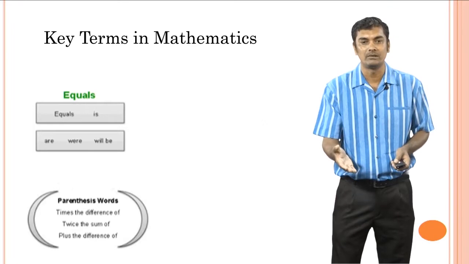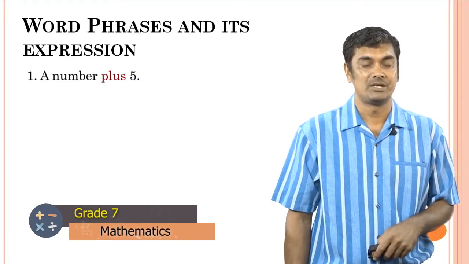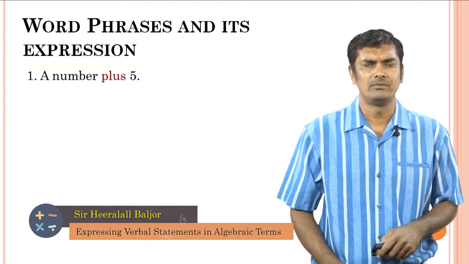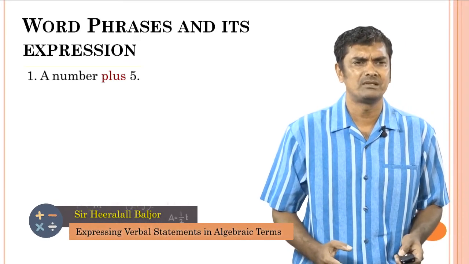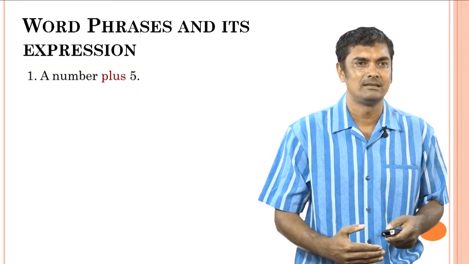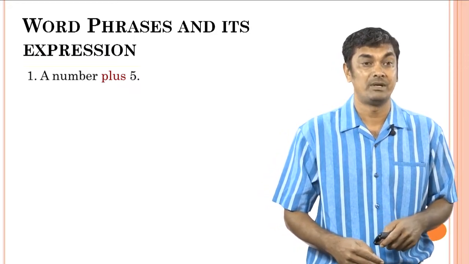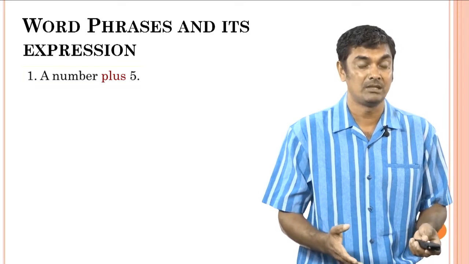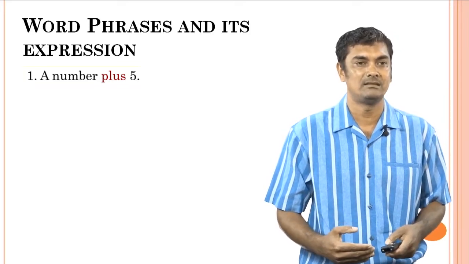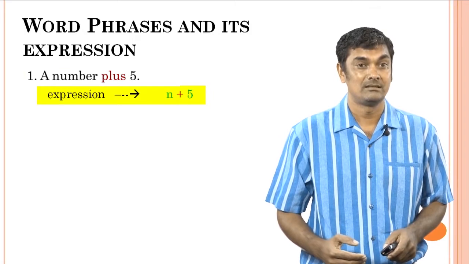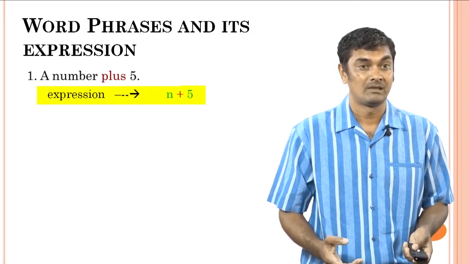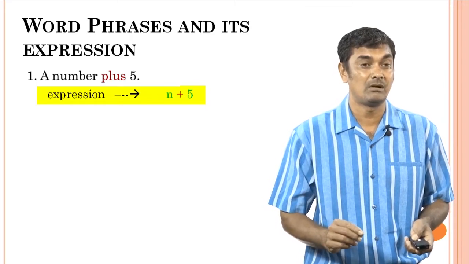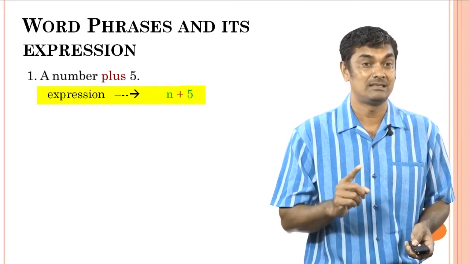Worded phrases and their expressions. Now, if we say a number plus 5, what do we mean by a number plus 5? How can we translate that into an expression form? It is already in plain English, but how do we translate that mathematically? It could be written as n plus 5, where n is the number, and you see that key term that we were talking about, plus, it is there.